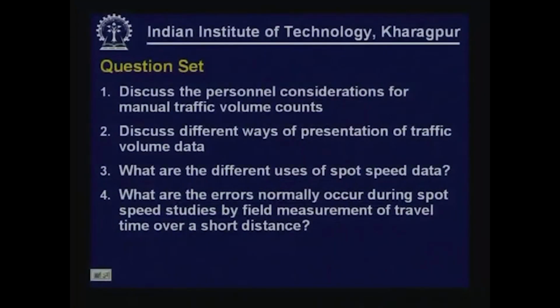Question set. Number 1, discuss the personal considerations for manual traffic volume counts. Number 2, discuss different ways of presentation of traffic volume data. Number 3, what are the different uses of spot speed data? Number 4, what are the errors normally occurring during spot speed studies by field measurement of travel time over a short distance? Try to answer these questions. The answers I will discuss during the next lesson.